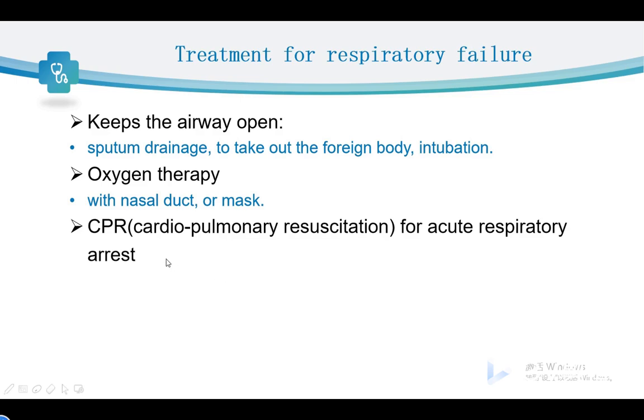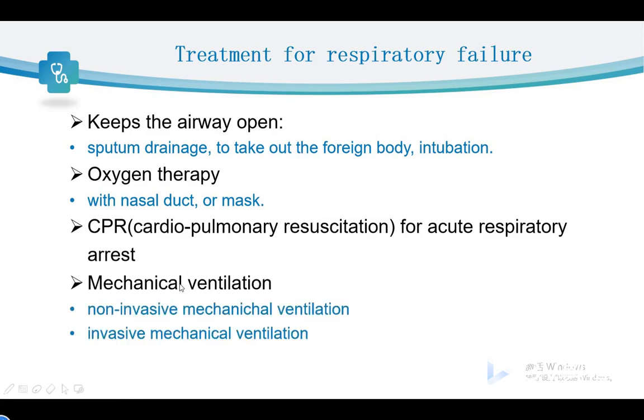And next, do not neglect the CPR, especially for the patient with acute respiratory arrest in and out of the hospital. For the patients with severe respiratory failure, we also can consider to provide mechanical ventilation. There are two kinds of the mechanical ventilation: non-invasive or invasive.